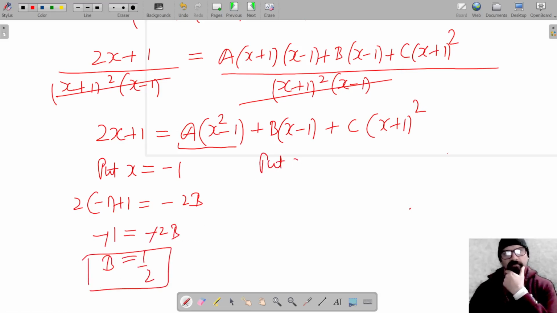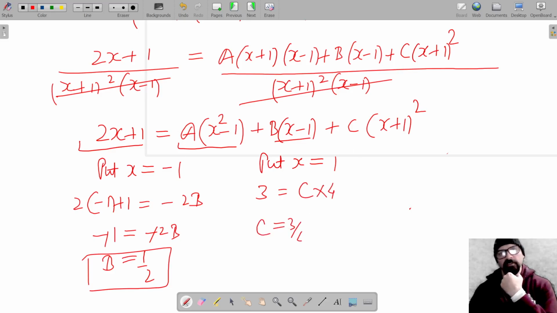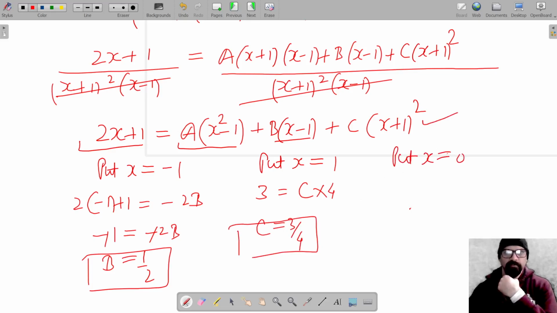Okay, and if I put x is equal to 1, which gives me 3. So this is 2 into 1 plus 1, 3. So 1 square minus 1 is 0, this is 0, and this becomes c into 1 plus 1 is 2 square into 4, so c is equal to 3 by 4. Now let's put x is equal to 0 in this equation, which gives me 2 into 0 is 0, plus 1 is equal to, x is 0, 0 minus 1 is negative a, and 0 minus 1 is negative b plus c.